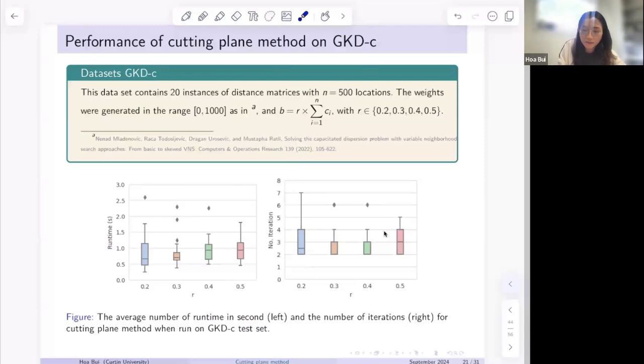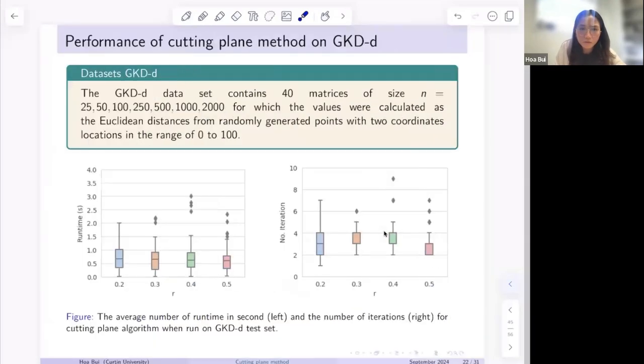So the dimension of the problem is 500, but the cuts you require to add, the largest one, is only 7. For the larger data set where we have more than 1,000 locations, the performance is still very consistent, where we also converge on average in less than 1 second.